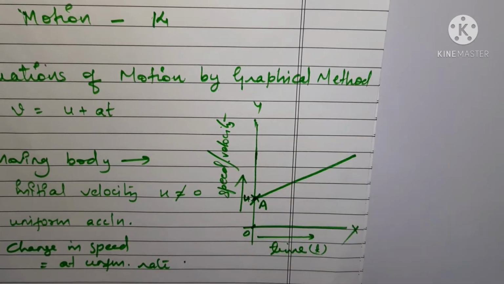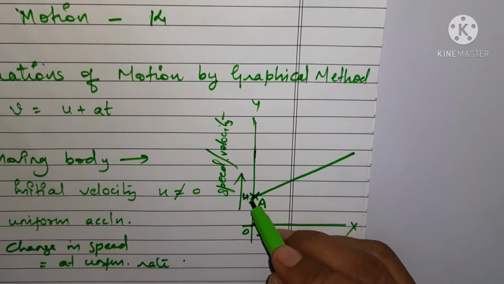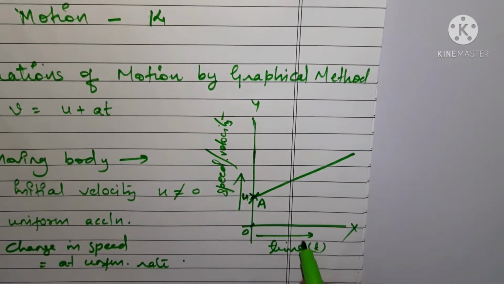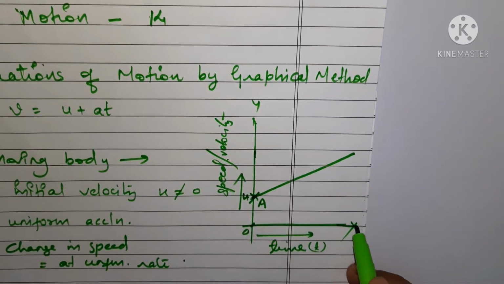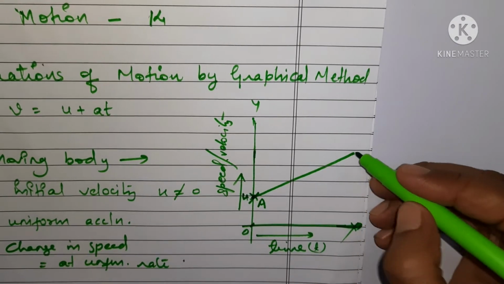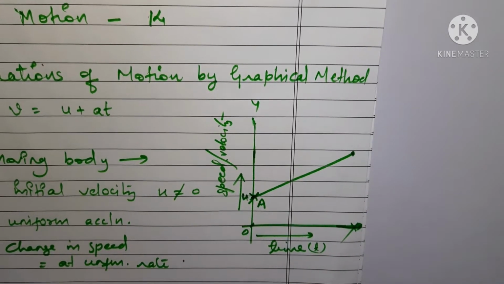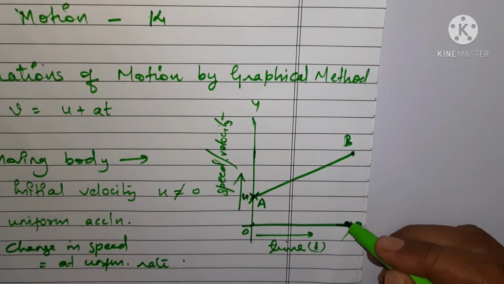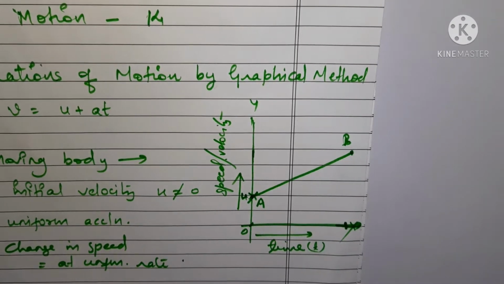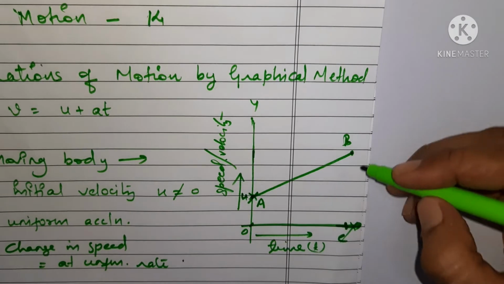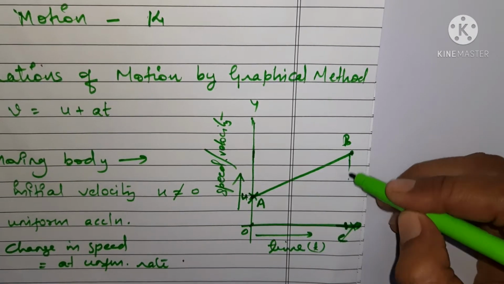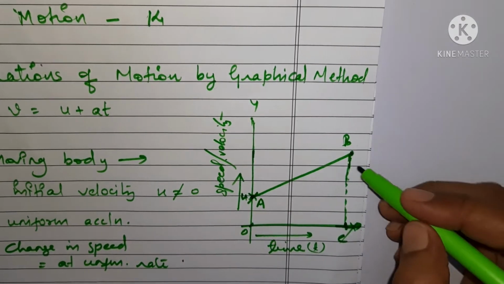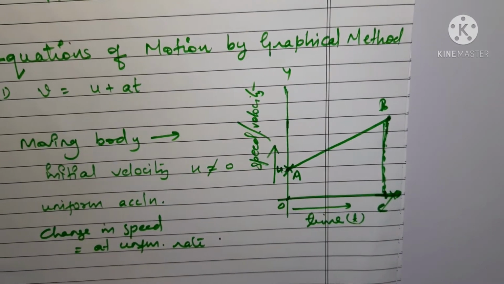Suppose the body is moving with uniform acceleration, and it has covered some time, say you are having a little more from here, and it has reached up to, say, point b. At this point, if you draw a perpendicular, then you will get a graph like this.